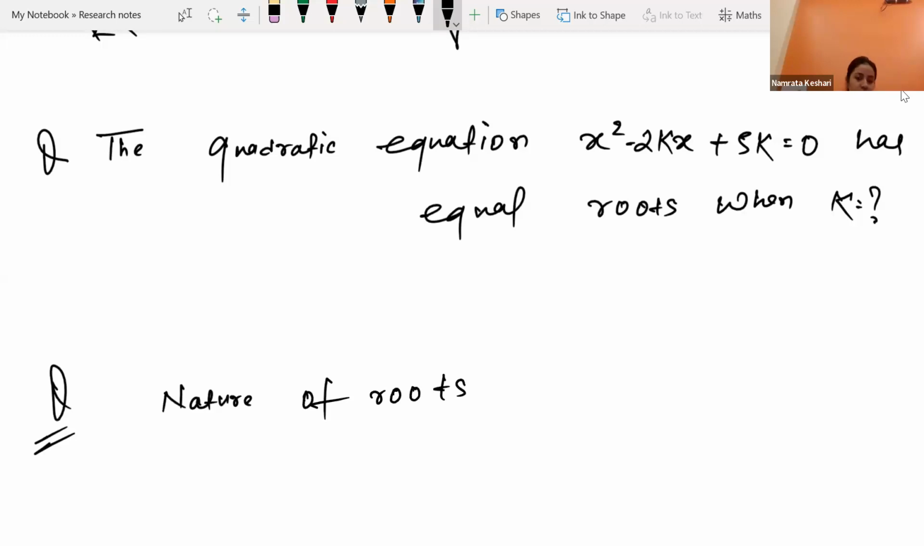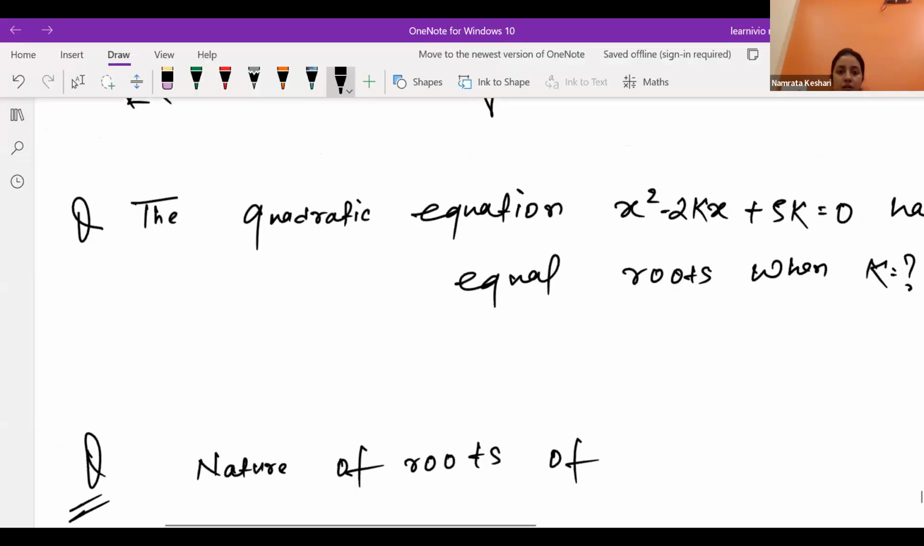Ma'am, no, we didn't do the nature of roots revision. Yeah, what are you getting k value as? No, I'm saying we didn't do the nature of roots revision. Oh, can you please repeat? No, I'm saying we have to do the nature of roots revision.